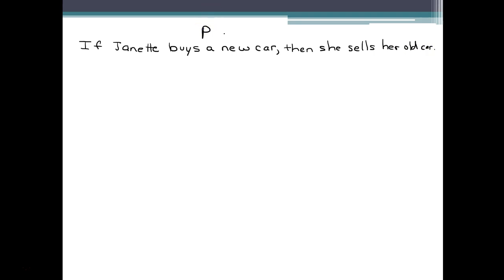So if P, then Q. Okay? And we want to write one that's logically equivalent as a disjunction. So we're going to write not P or Q. So Jeanette buys a new car is P. So Jeanette does not buy a new car is not P.